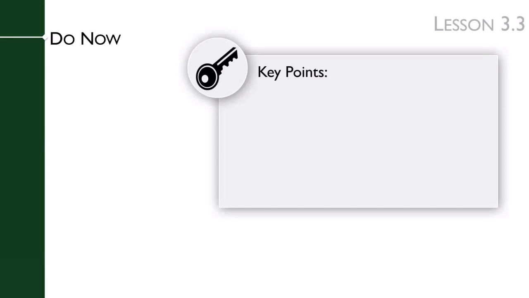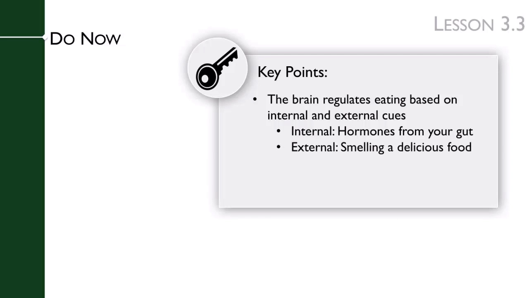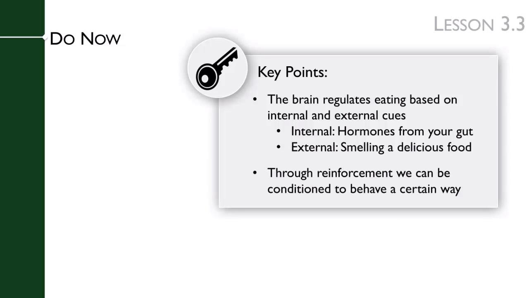The key points of this lesson's do now are that the brain regulates eating based on internal and external cues. An example of an internal cue is hormones from your gut telling your brain that you are hungry or full. And an example of an external cue is smelling a delicious food and suddenly feeling hungry. Through reinforcement, we can be conditioned to behave a certain way, like always wanting popcorn when we watch movies.